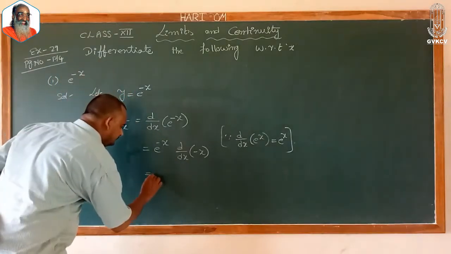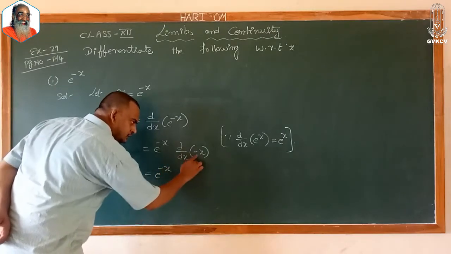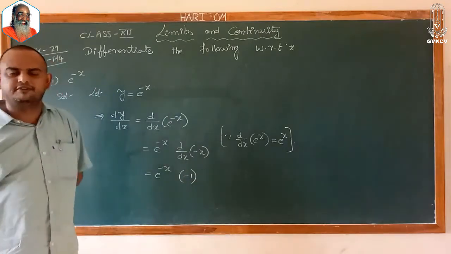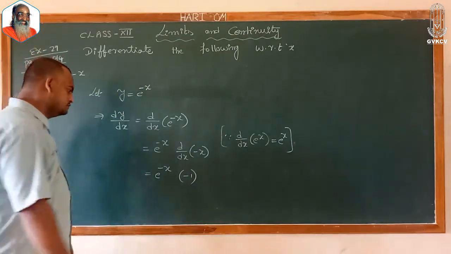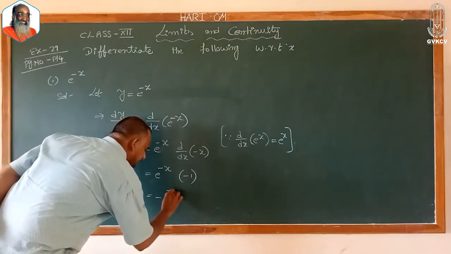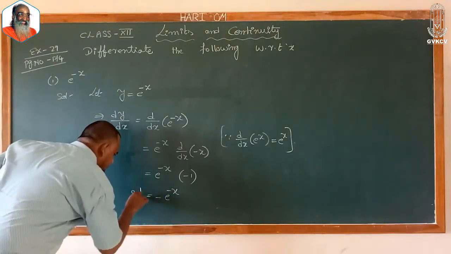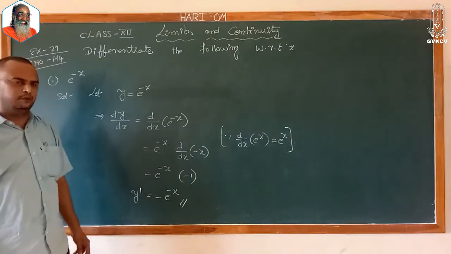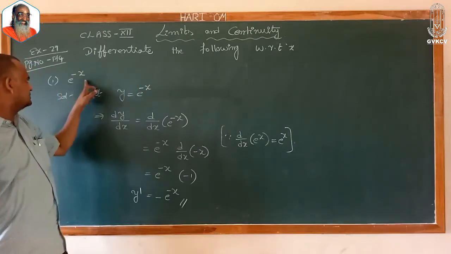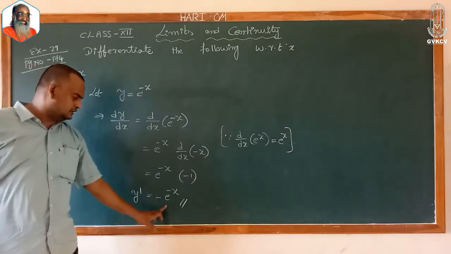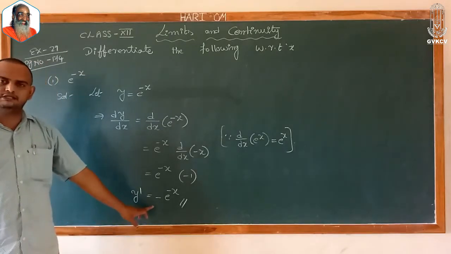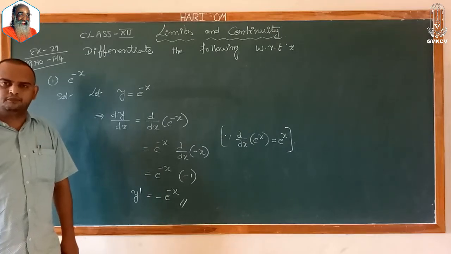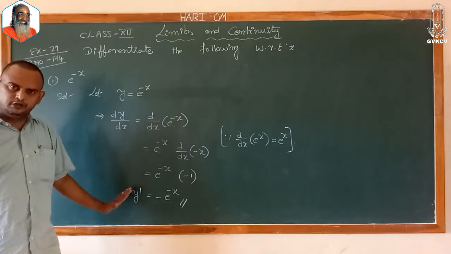Now, e power minus x. Now the differentiation of x is nothing but what? 1. So minus x differentiation is minus 1. So finally we have minus e power minus x, which is called y dash, that is dy by dx. So the given function e power minus x has derivative minus 1 into e power minus x. This is problem number 1. Hope you understood that method.